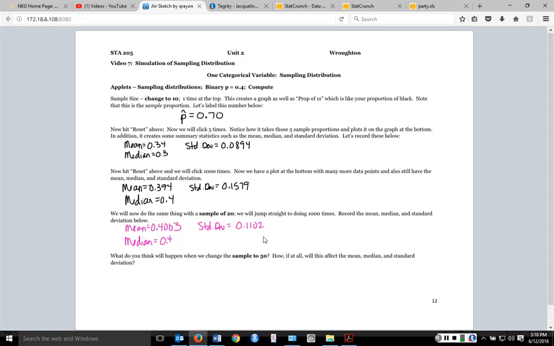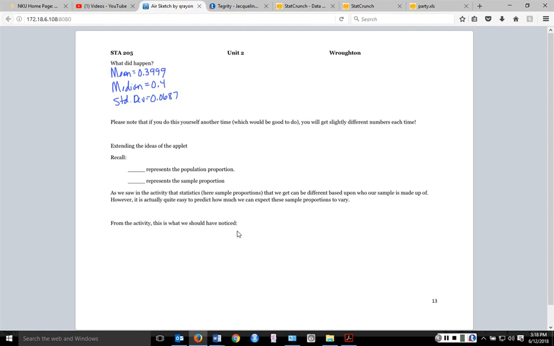So if I compare that to what I had before, well, the median is exactly the same, so that didn't change. The mean is slightly different, but it's about the same. But my standard deviation did get smaller. So that's what I'm going to say did happen. So my mean and my median didn't really change. My standard deviation got smaller.